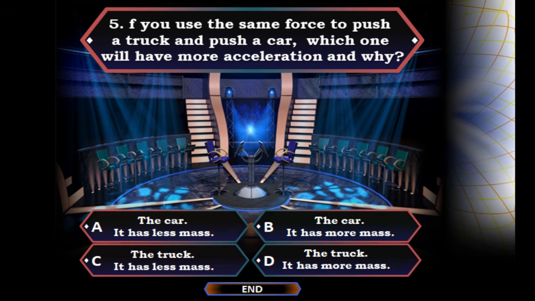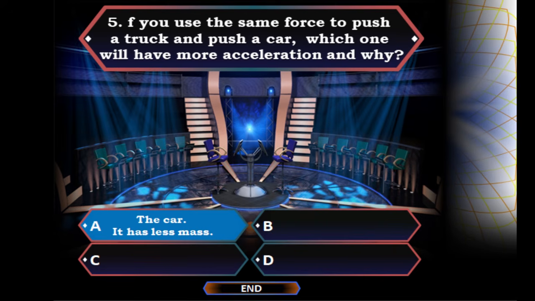Question number 5. If you use the same force to push a truck and push a car, which one will have more acceleration and why? A. The car. It has less mass. B. The car. It has more mass. C. The truck. It has less mass. D. The truck. It has more mass. The answer is letter A. The car. It has less mass.